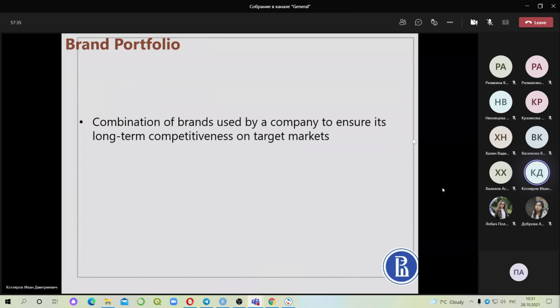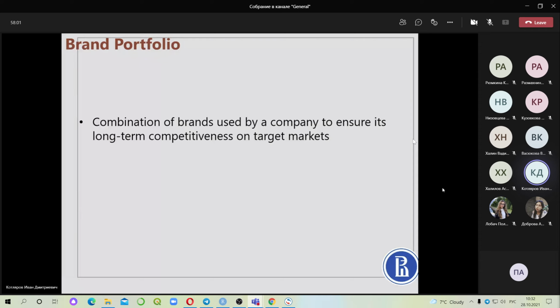Brand portfolio. Here we have a definition. It is a combination of brands actually used by a company to ensure its long-term competitiveness on target markets. So we form a brand portfolio. It is just a list of our brands, so to say. But when we organize this portfolio in order to ensure this competitiveness, in this case we form our brand architecture.